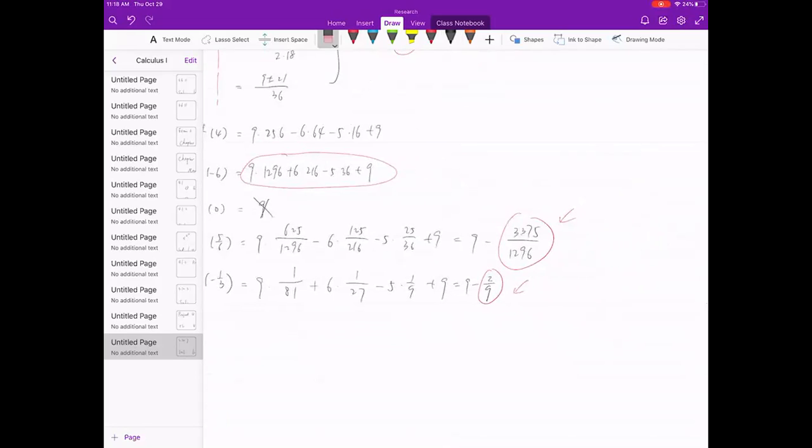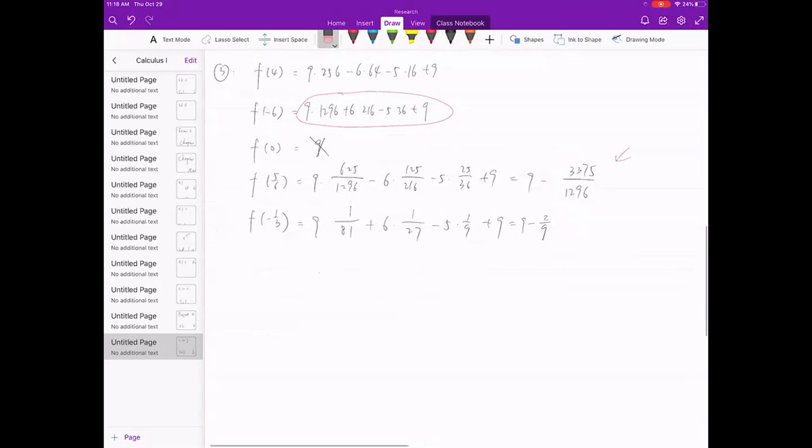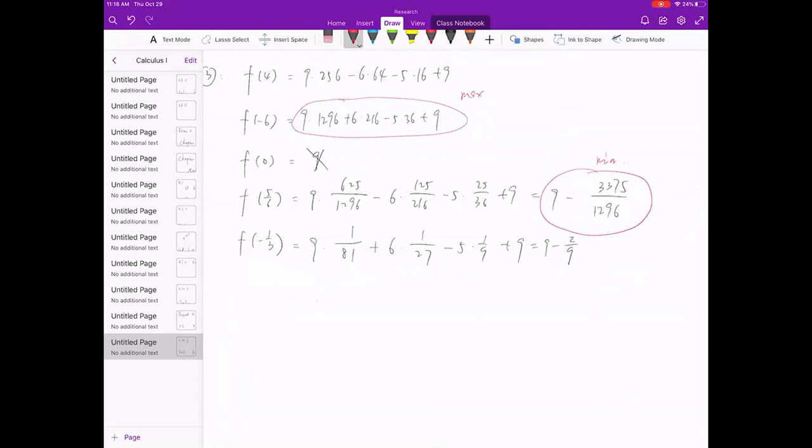Let's see which one is easier. If I want to go from here to here, how much do I need time in order to get this? I need times 288. Oh, definitely this one's smaller. Okay, good, good. Max. Okay, that's what I got.